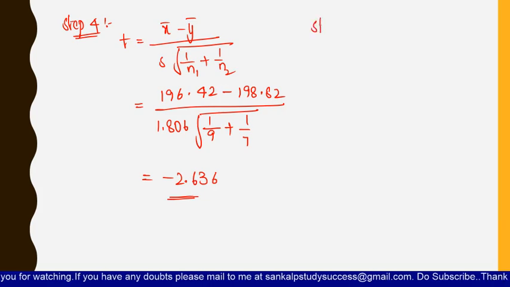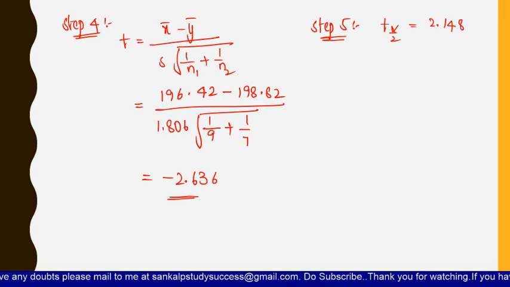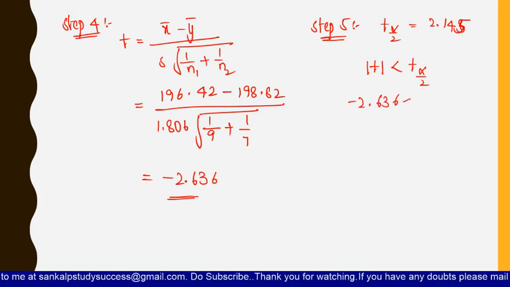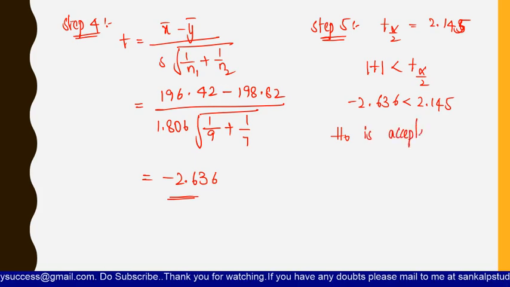So let us see whether the null hypothesis is accepted or rejected. In step 5, we find the t alpha by 2 value from the t distribution table. You will get it as 2.145. What did you observe here? The mod t value which we got, 2.636, is compared with the t alpha by 2 value of 2.145, and the null hypothesis is decided accordingly.